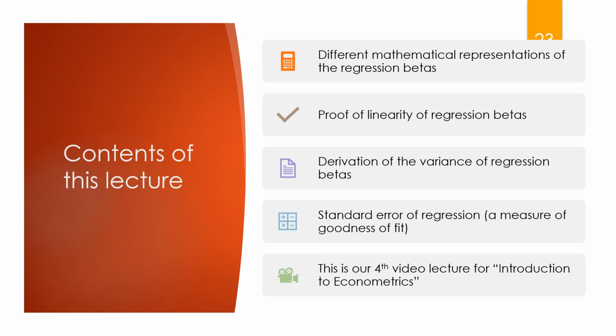So the contents of this lecture are different mathematical representations of the regression betas, proof of linearity of regression betas, then derivation of the variance of regression betas, and standard error of regression. This lecture is based on chapter 3 of the Gujarati and Porter book, 5th edition, which is easily downloadable from the Genesis library.